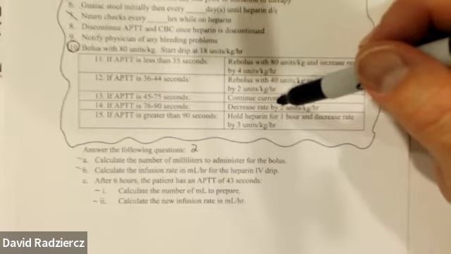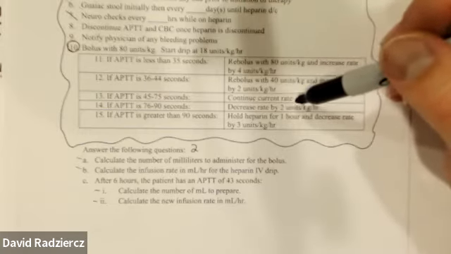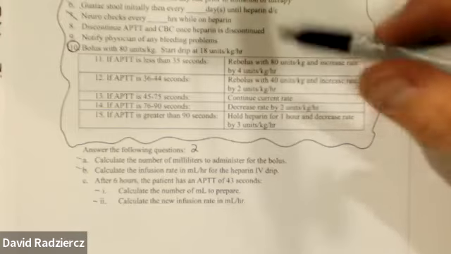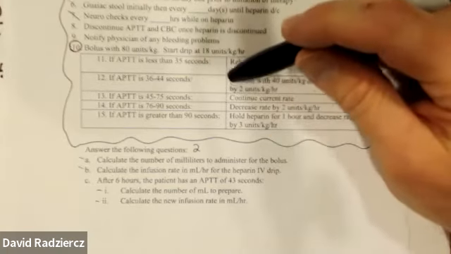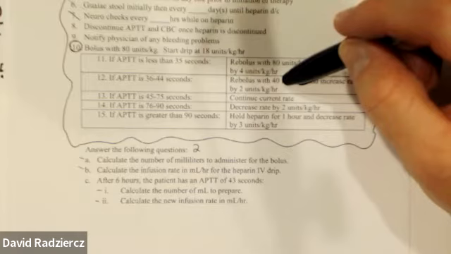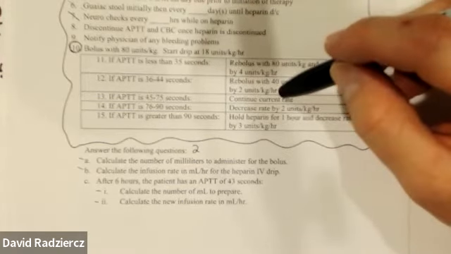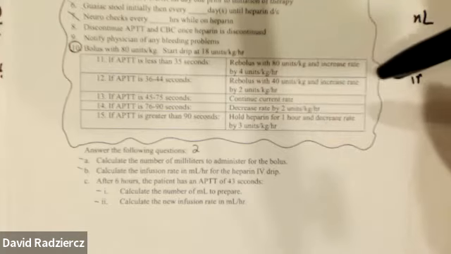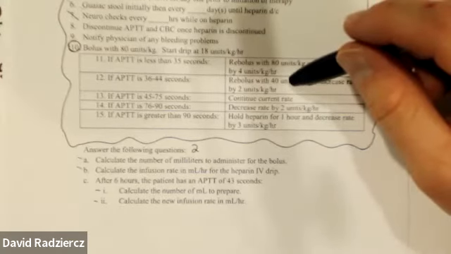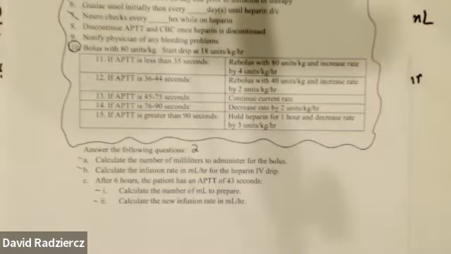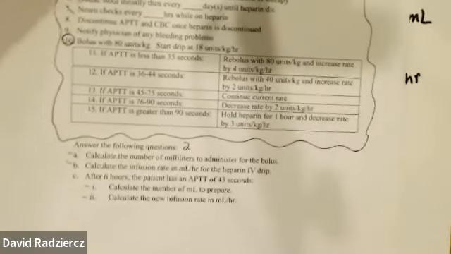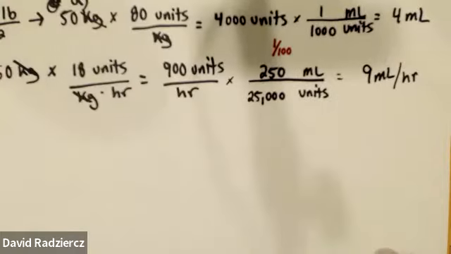If the APTT was 50 seconds, it says continue the current rate. So you wouldn't change anything. Okay. But our thing says 43 seconds. 43 seconds tells us to do 2 things. It tells us to rebolus with 40 units per kilogram. And then it says to increase the rate by 2 units per kilogram per hour. So we're going to administer another bolus dose, but we're going to do half of what we originally did. And then we're going to increase the rate in order to accommodate for their lack of appropriate clotting. Or I should say they're clotting too easily, and we're trying to affect that.